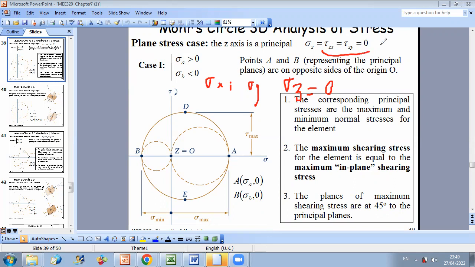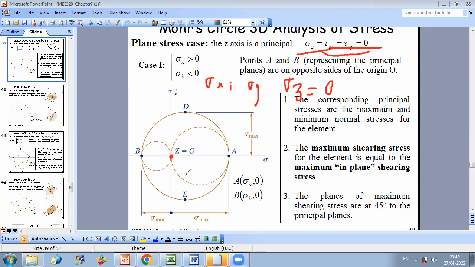So in this case, we say that the third principal axis will be, of course, the z axis, because already we have two principal axes in plane xy, and the third axis will be perpendicular to plane xy and will be along the z axis. Because the z axis will correspond to the point of sigma z 0 and tau equal to 0.